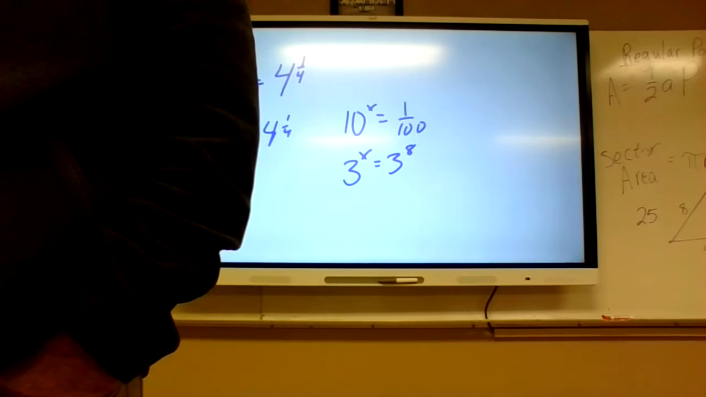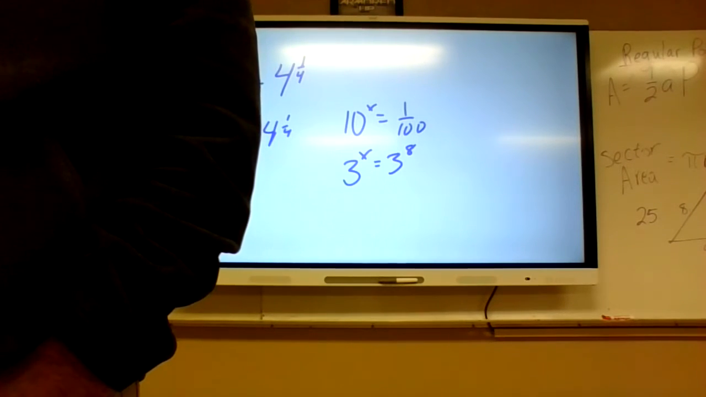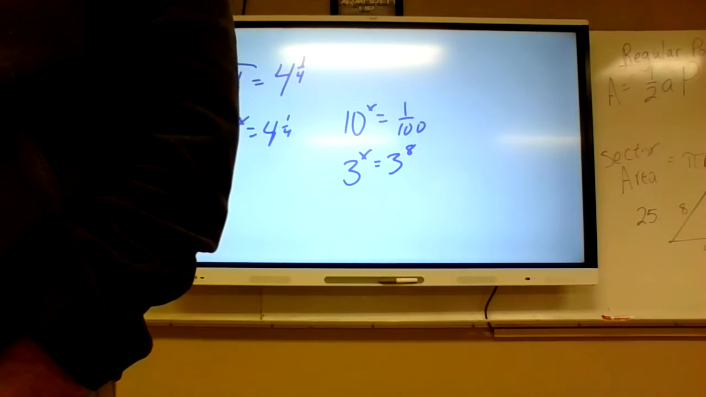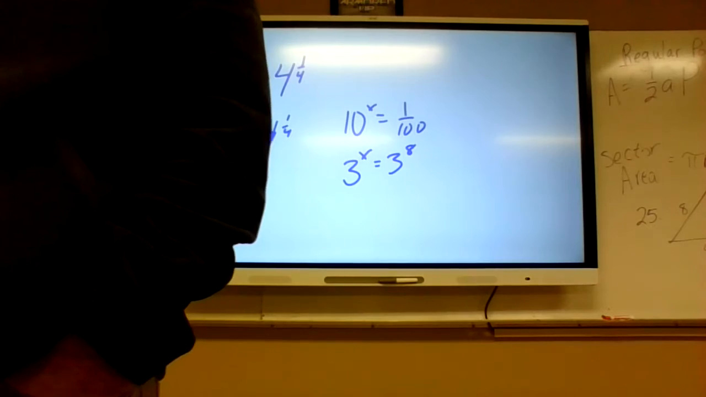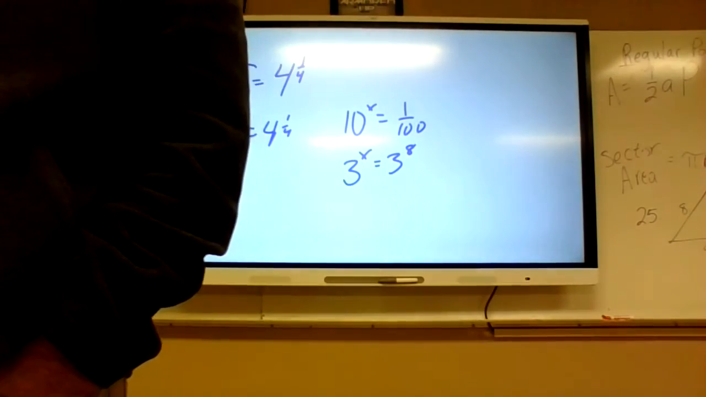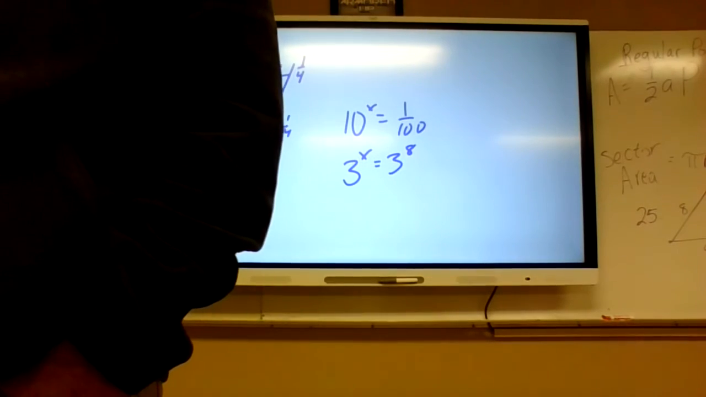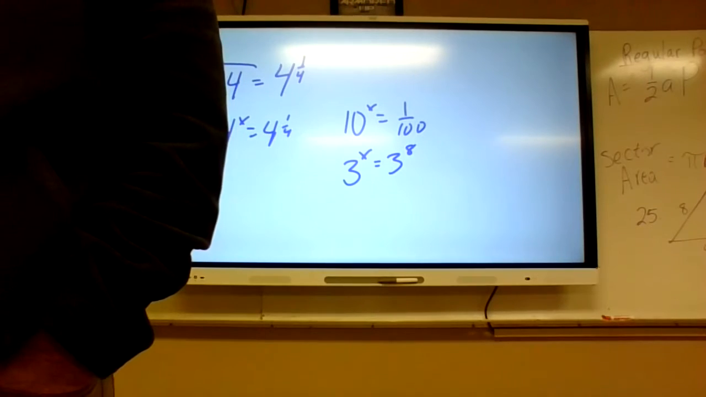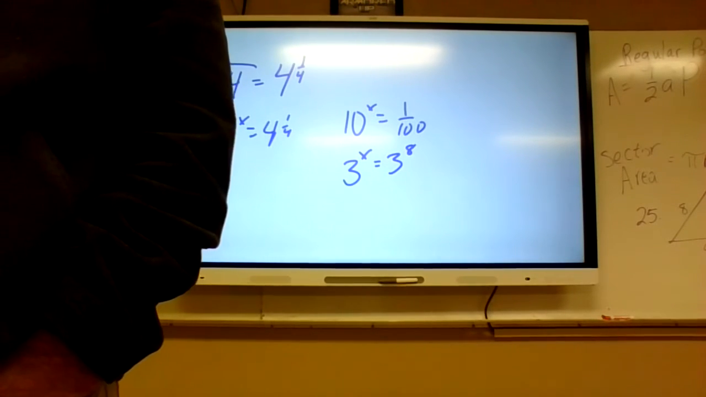17. What's the base on natural log of E? What's the base for the natural log? E. So E to the what equals E? 1. B would be E to the what equals E squared? 2. C would be E to the what equals 1 over E? Negative 1.